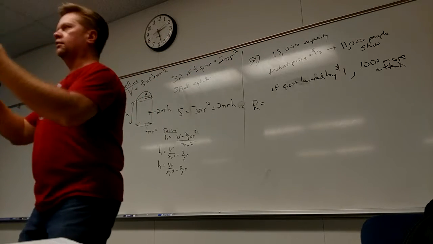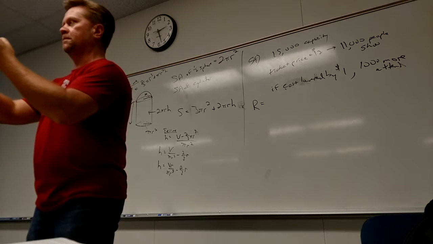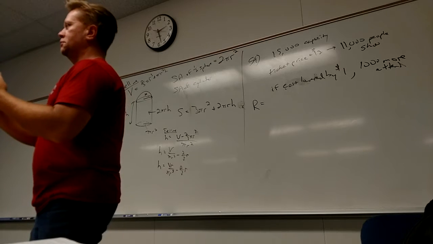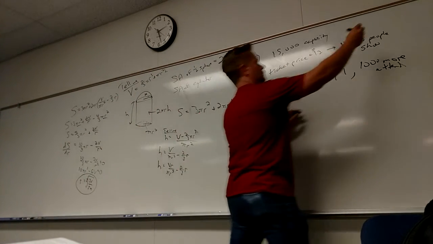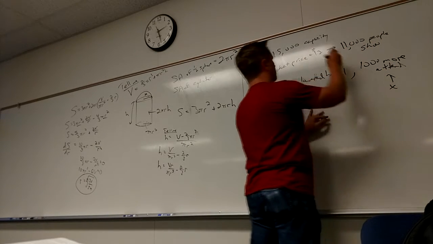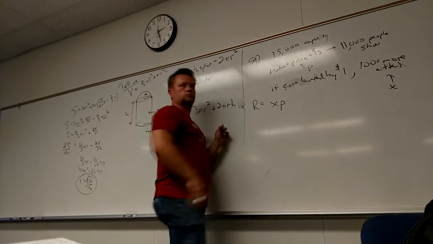X. And then the price of each ticket, let's call that, I don't know why you're spitting over there, Tim. Let's call it P just to be weird. So the attendance we'll call X, and the price we'll call P. So then revenue is X times P.